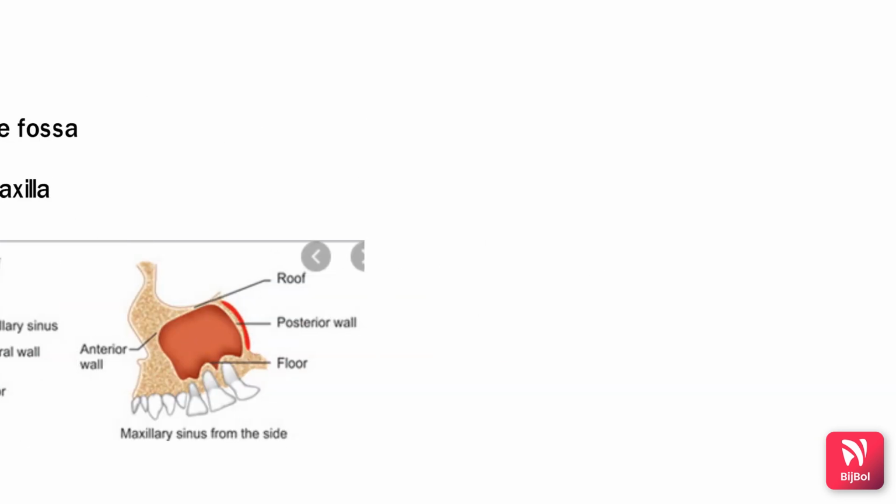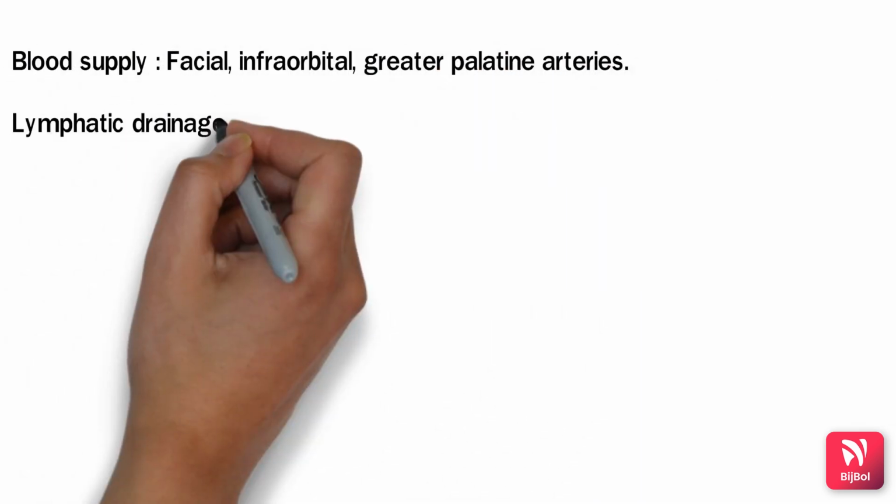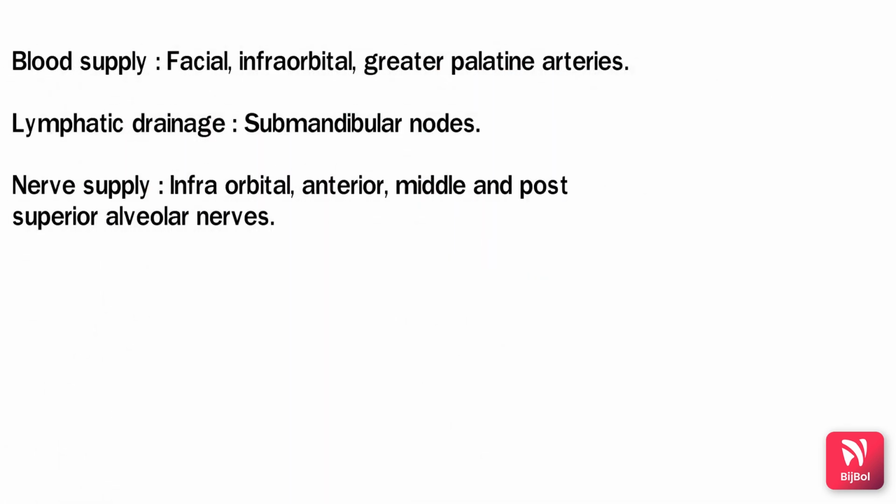Next comes the blood supply. The blood supply to maxillary sinus is through the facial, infraorbital, and palatine arteries, and lymphatic drainage is through the submandibular nodes, and nerve supply is through the infraorbital, anterior, medial, and posterior superior alveolar nerves. So these are the blood supply, nerve supply, and the lymphatic drainage to the maxillary sinus.